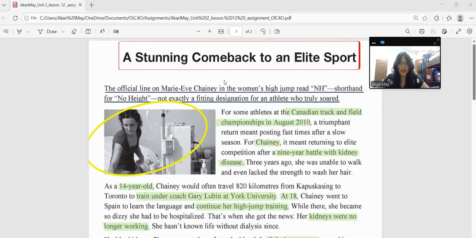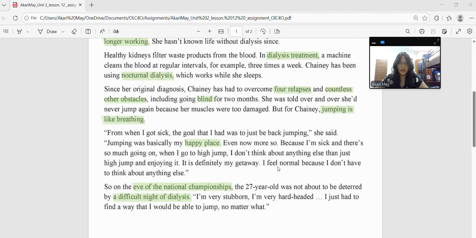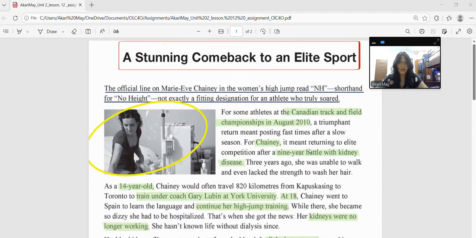So another strategy that we need to follow is to look out for some standing out words and phrases. So I have highlighted in green the words and phrases that I think are the most standing out for me. So this is from right here to here. So we're going to look at this: Canadian track and field competitions in August 2010. Okay, so that is going to be a really extreme competition of this elite sport, track and field championship.